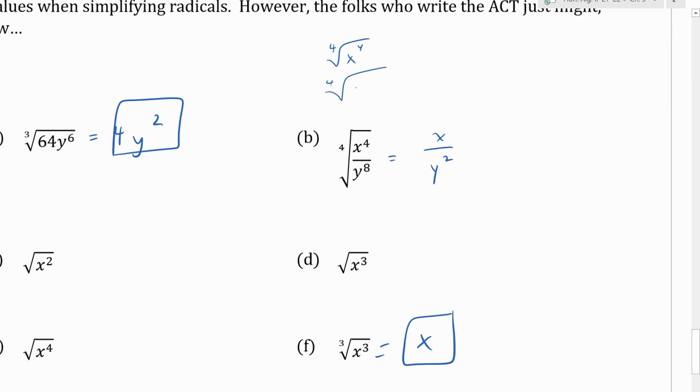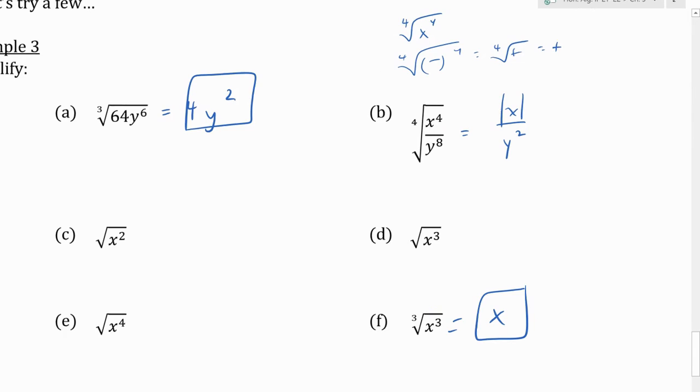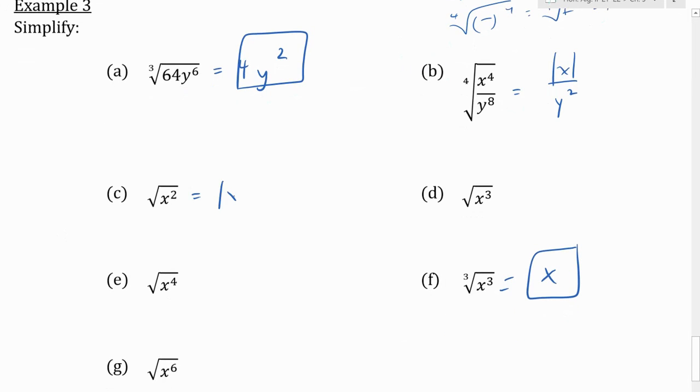Okay, but I could use a negative number for x, but I'd have to get a positive. So that x gets an absolute value. Y squared doesn't need it. Y squared is not going to be negative in the first place. Okay, we just did this one. This would get me x on the square root of x if I just worried about what it is.